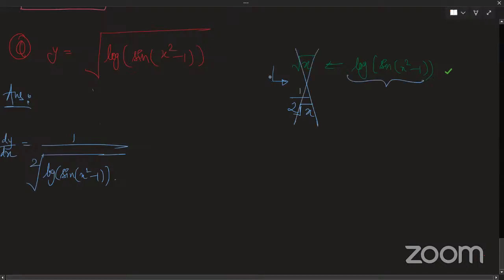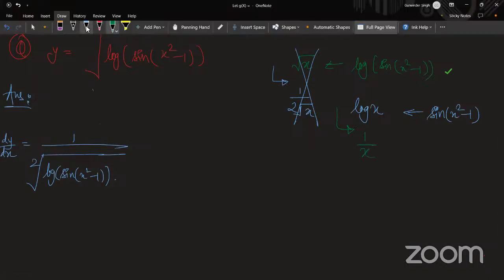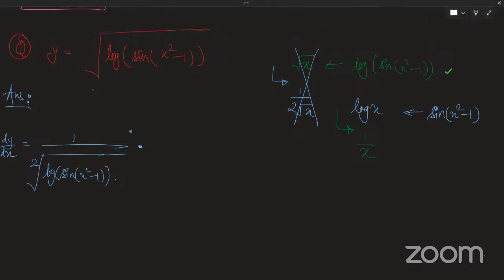Can you help me with this one and tell me which function is inserted inside which function? Inside log x, sine of x square minus 1 is inserted. Great, correct. So you approach from the outermost side, you get log x. What is the derivative of log x? 1 by x. Right? Yes, sir. 1 by x. So you can write it.